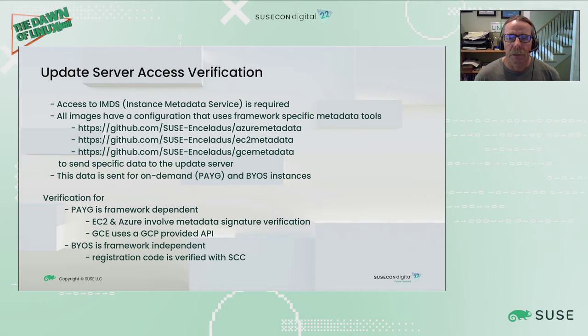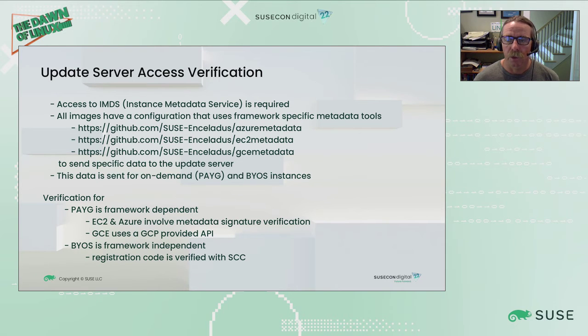A few words about the access verification. Access verification happens by validating information that is provided from IMDS of the instance. IMDS is an instance metadata service that is accessible from every instance that runs in one of the partner frameworks. It is possible to disable that access, but once you disable that access, you can also not update from the update infrastructure. Information from IMDS is collected by metadata tools.